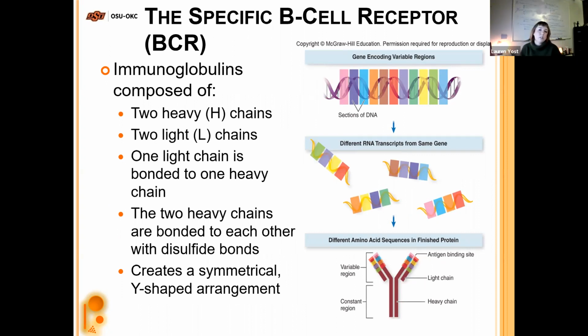Okay, so for B cells, their receptors are immune globulins on the surface. Those immune globulin receptors are composed of 2 heavy chains and 2 light chains. This is a depiction down here on the bottom, but essentially 2 heavy chains.